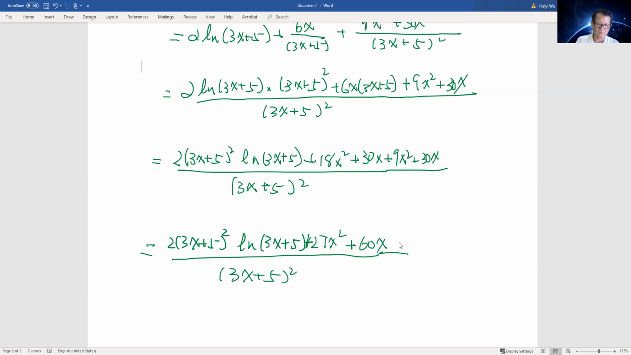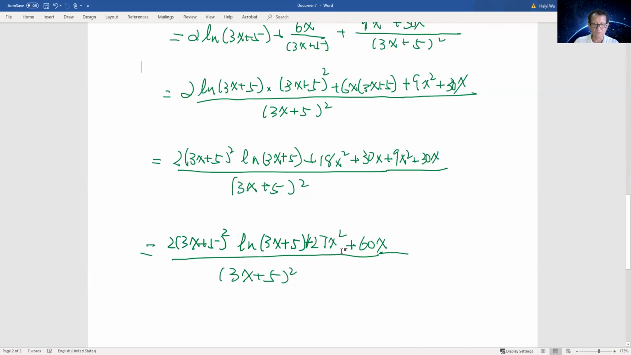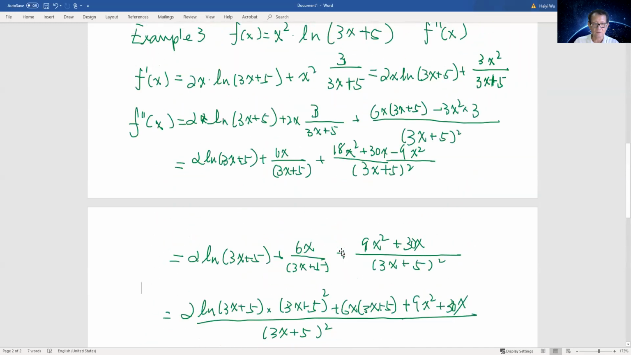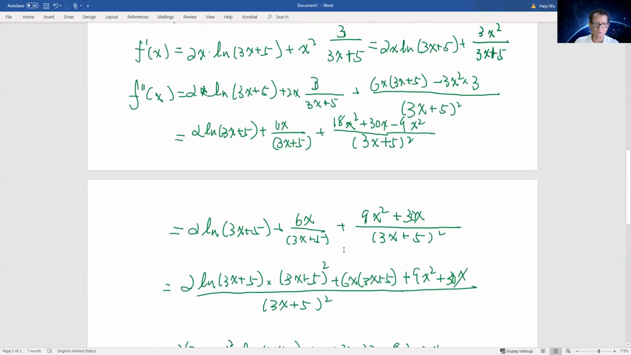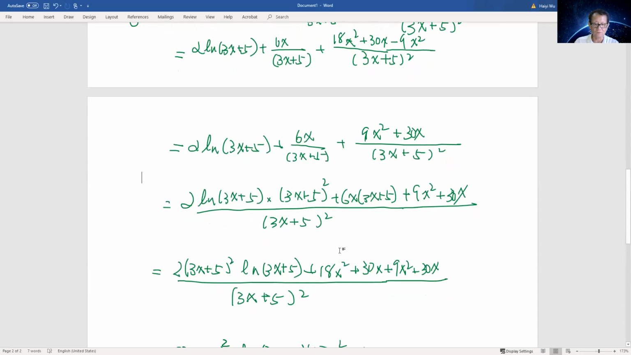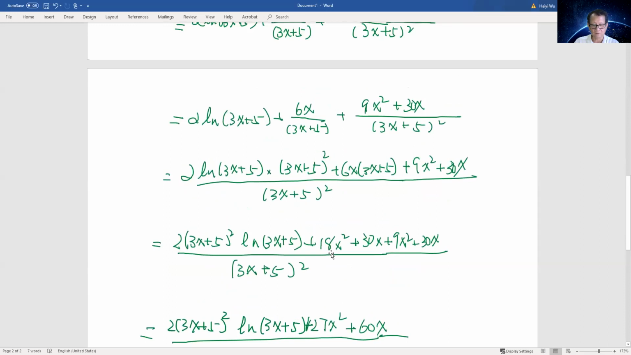So pretty long, but at least we simplified using algebra. So the double derivative is not hard as long as you go step by step. So do the first derivative first, then you differentiate the first derivative to get the second derivative. Okay, that's it.